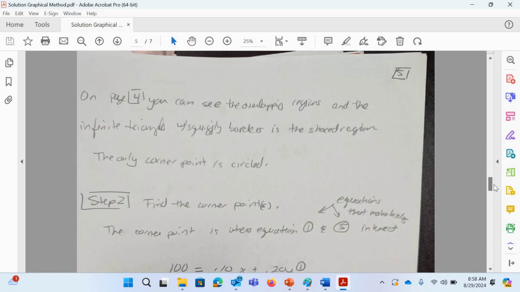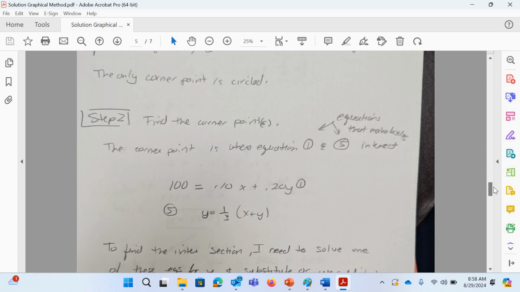On page 4, you can see the overlapping regions and the infinite triangle. And there's only one corner point. I circled it. That's where equations 1 and 5 intersect. That's another reason you want to label it. Otherwise, you'll get lost with all these lines.